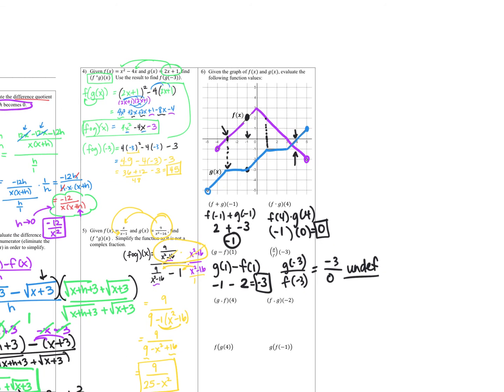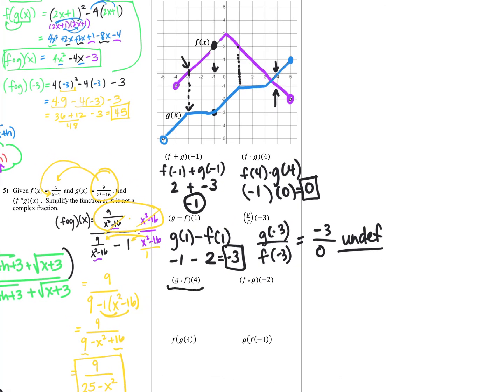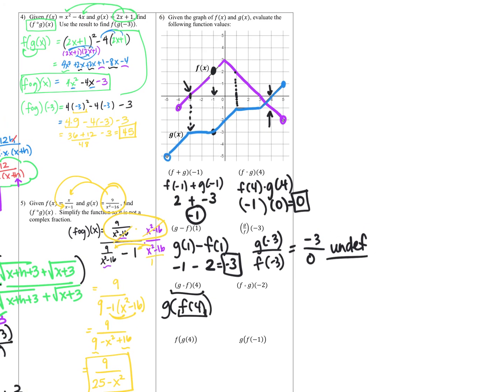All right, and now composition. This is g of f of 4, really. So let's find out what f of 4 is. So I'm going to go to my function. F of 4 is going to be that point right there, which is going to be -1. So now it's saying, okay, well, what's g of -1? So I have to now go to -1, and that g function is -3. So that will be a -3.